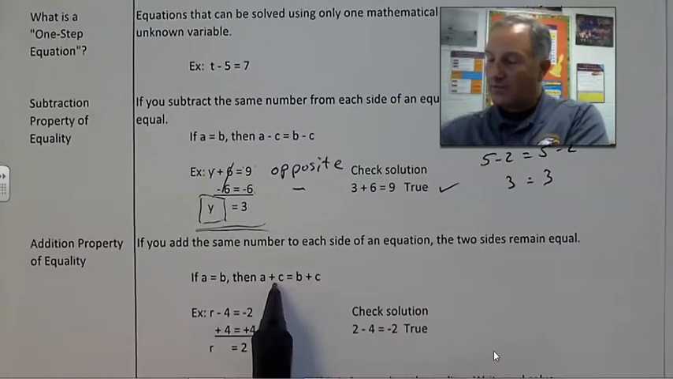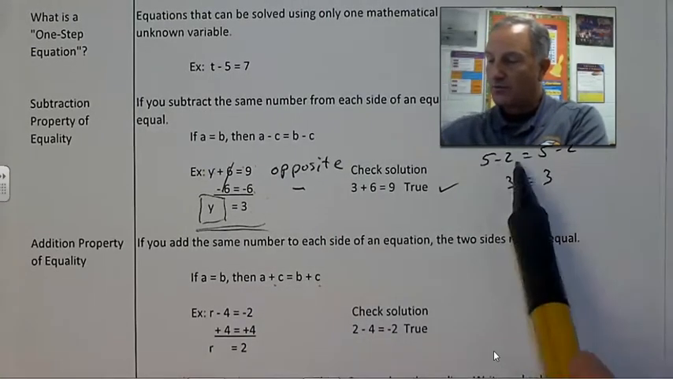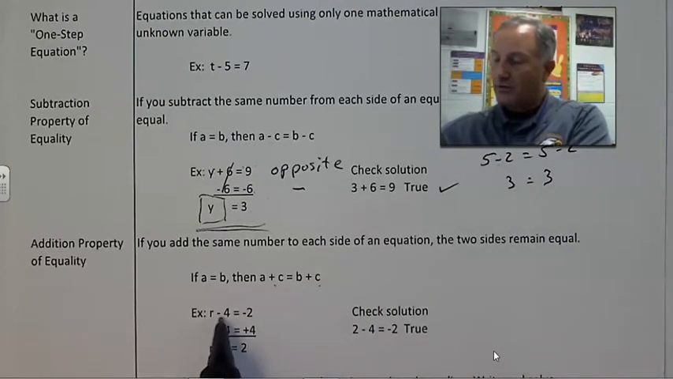Okay. Now the addition property is the same thing, only it's in reverse in the sense that if you add something to both sides, the same thing to both sides, they stay equal. If we had a plus 2 and a plus 2 up here, we'd have 7 equals 7. Okay, so how do we use that to solve? R minus 4 equals negative 2. Notice now it's minus. What's the opposite of minus?